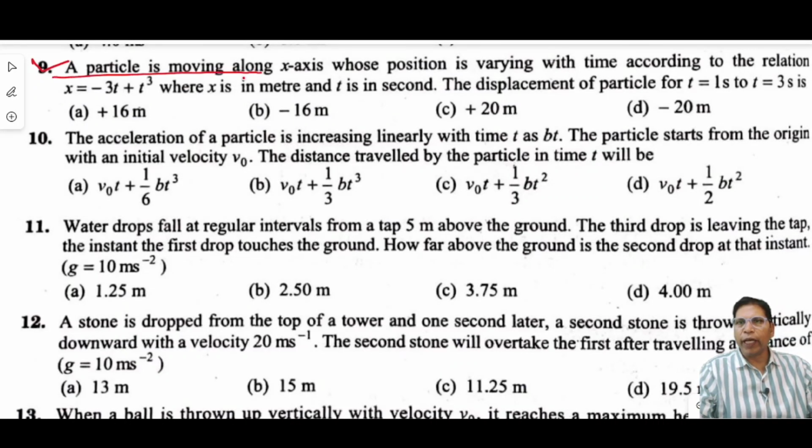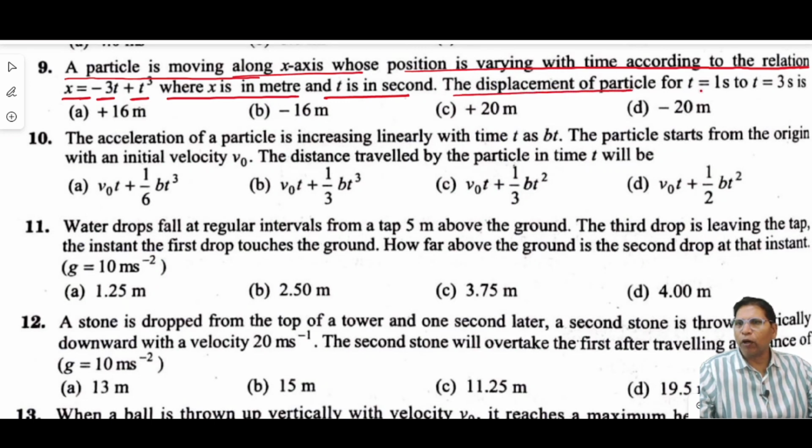Now question number 9. A particle is moving along x-axis whose position is varying with time according to the relation x equals minus 3t plus t cube, where x is in meter and t is in second. The displacement of the particle from t equals 1 second to t equals 3 second is?